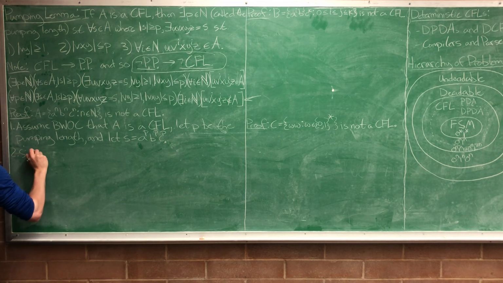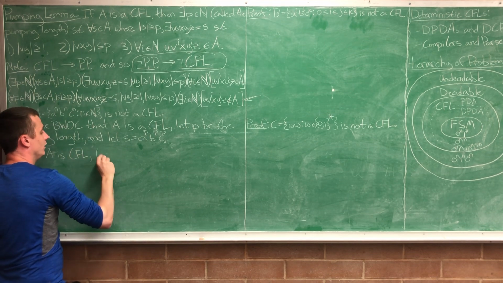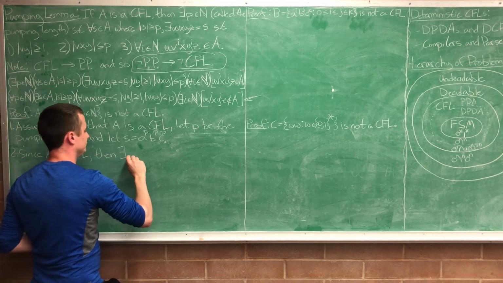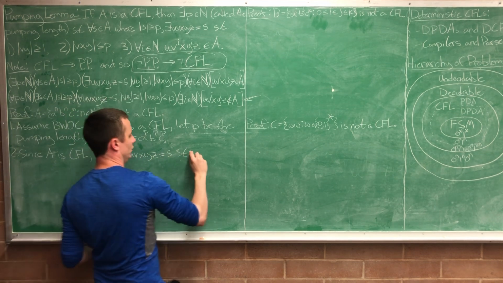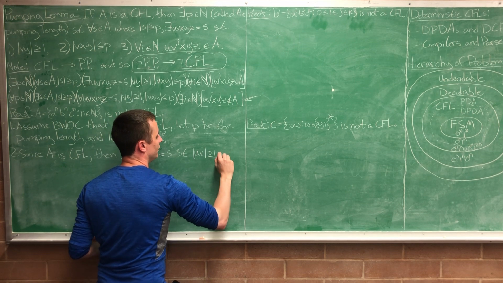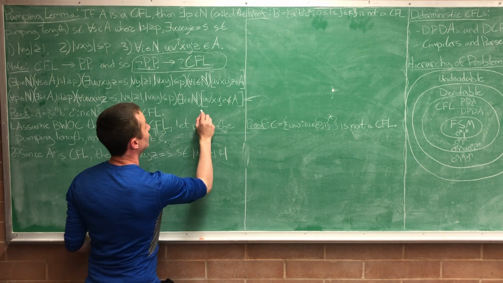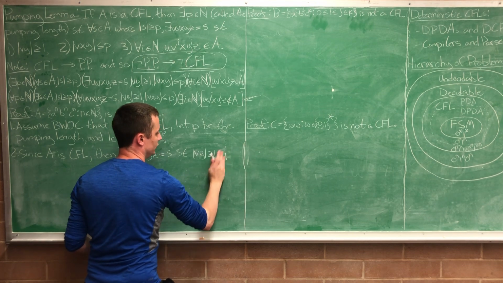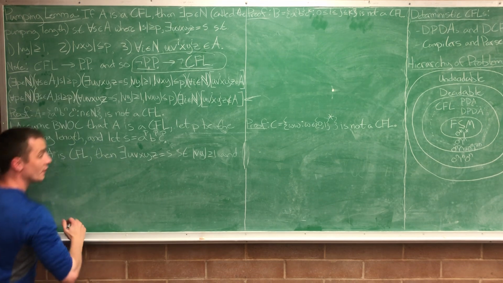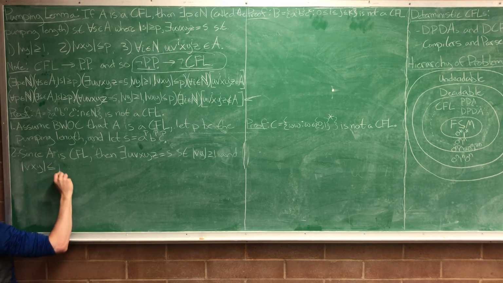2. So since A is a context-free language, then there must exist u, v, x, y, z equal to our string s, such that the size of vy is greater than or equal to 1, and the size of the middle part, vxy, is less than or equal to p.